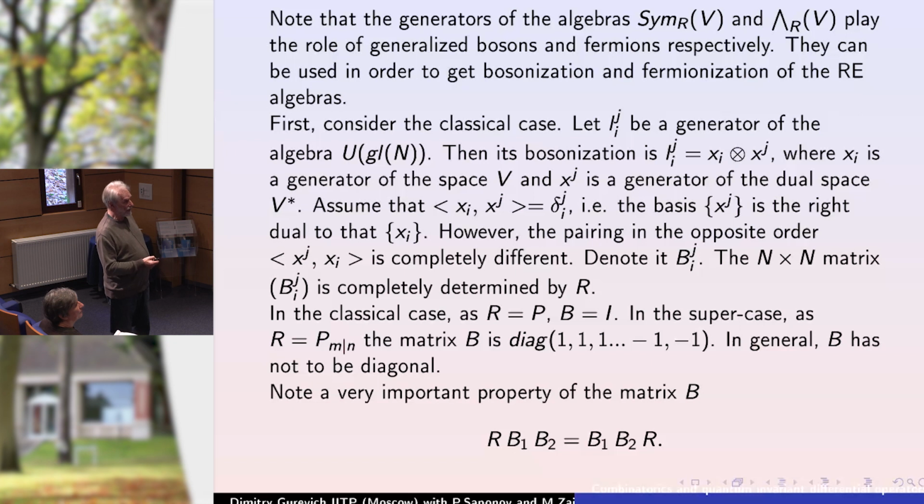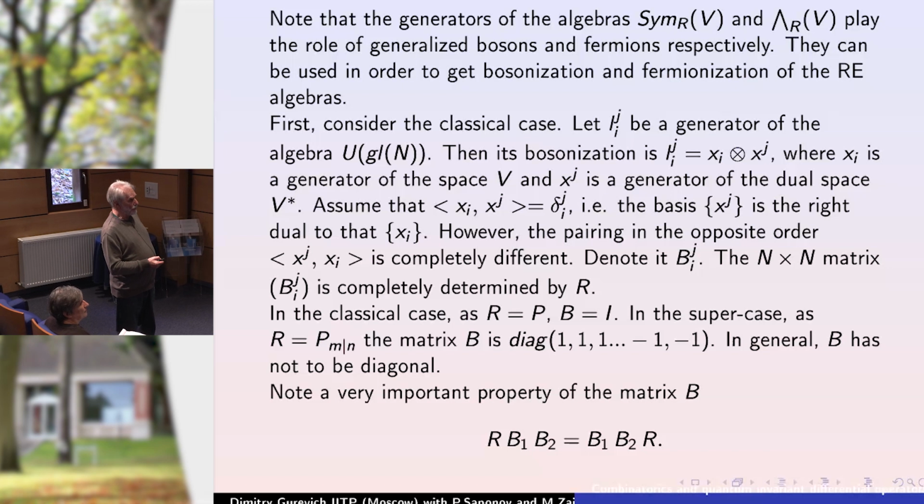All this stuff is valid for any braiding. But in classical situation, if I is equal to the usual flip, B is equal to identity, 1. In a super case, we have here 1, 1, 1, after that minus 1, and so on. But in general, B need not be even diagonal. So in general, it can be very, very general. But what is the type of this generality, I cannot say. I can construct many examples where it is not diagonal, but this problem is difficult.